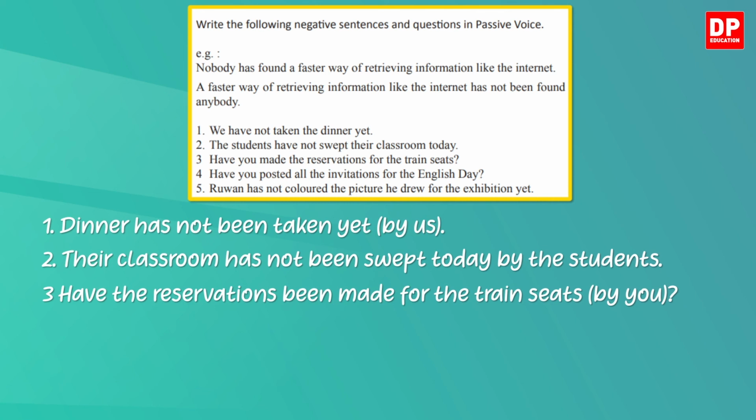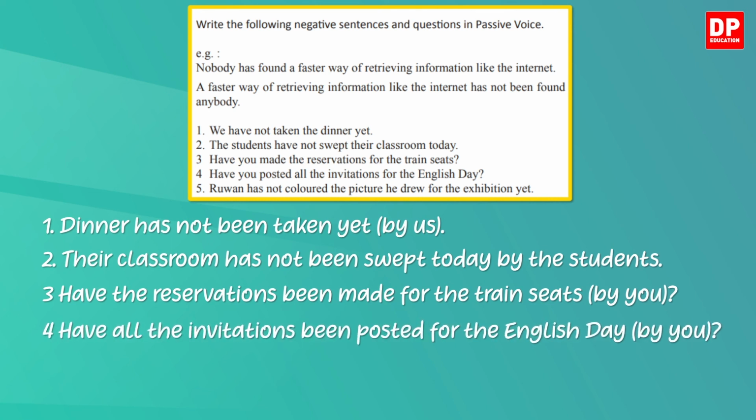Now here also you don't have to write by you, as it is understood because you are asking this question from the relevant person. Fourth one also is same. Have you posted all the invitations for the English day? The passive question is, have all the invitations been posted for the English day? Here also you can omit mentioning the doer.